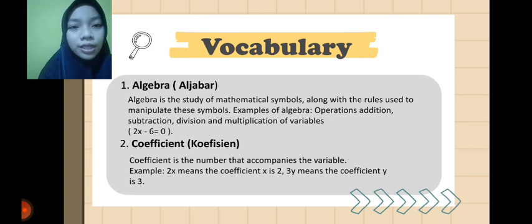2. Coefficient. In Indonesian, we say koefisien. A coefficient is the number that accompanies the variable. Example, 2x means the coefficient of x is 2. 3y means the coefficient of y is 3.